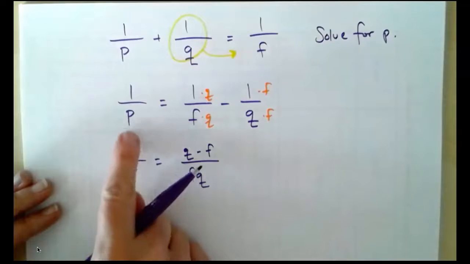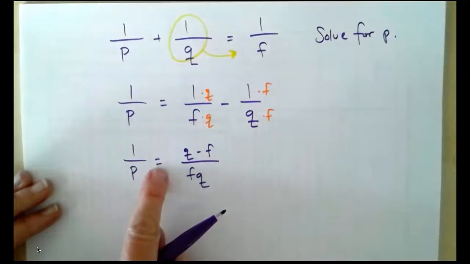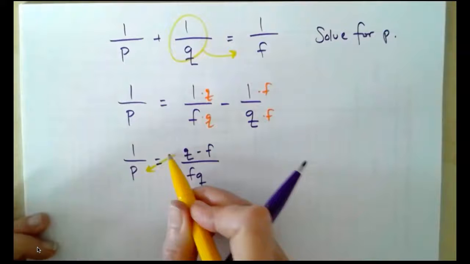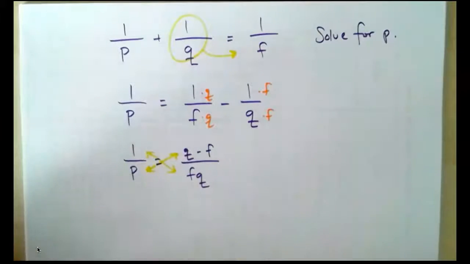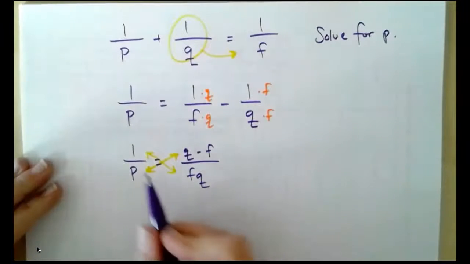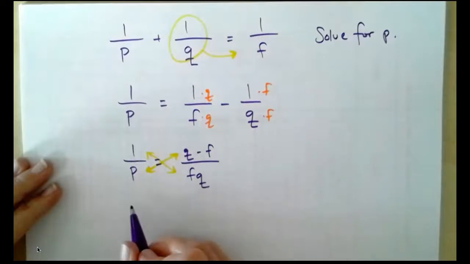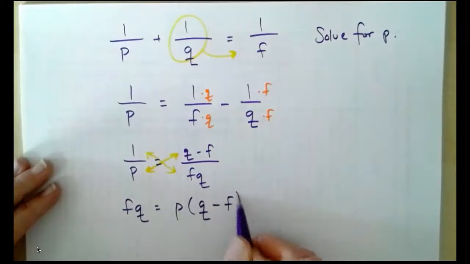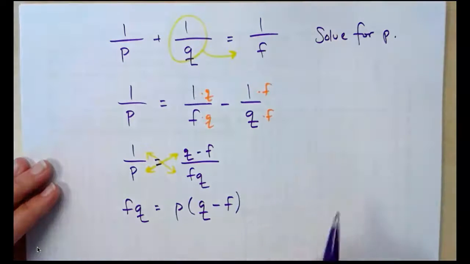So from here, we have a fraction set equal to another fraction. This is another opportunity to cross multiply and set those cross products equal. So 1 times fq is fq. p times q minus f. Resist the urge here to distribute that p. We don't want to do that. We want to isolate the p.